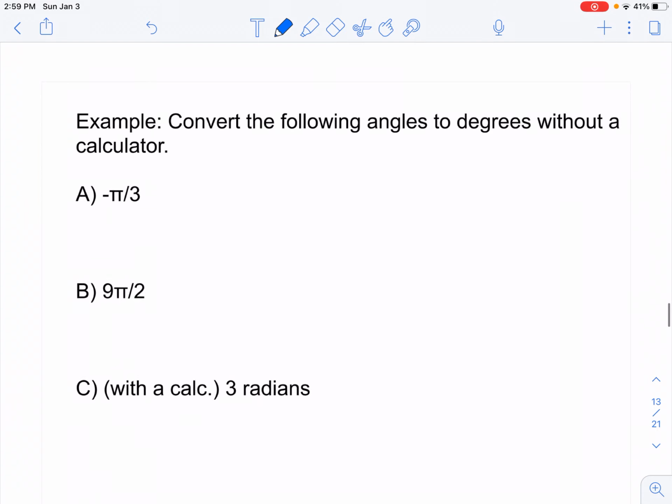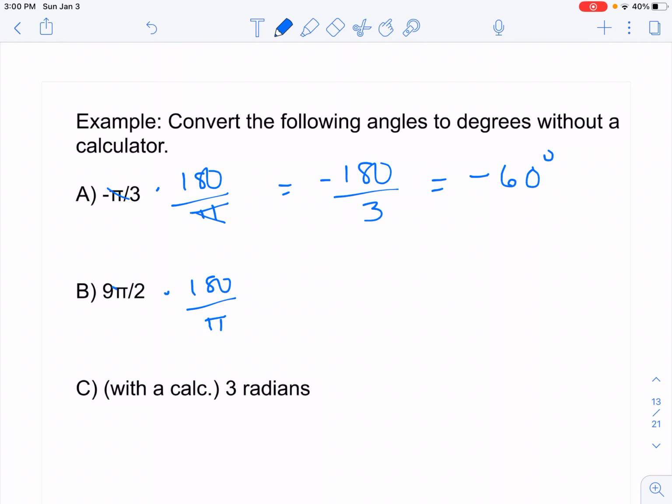And then we can go the other way by multiplying by 180 over pi. The pi's cancel. I'm left with negative 180 divided by 3, which is negative 60 degrees. Here I'm going to multiply by 180 divided by pi. Pi's cancel. I'm going to be left with 9 times 90, which is 810 degrees.